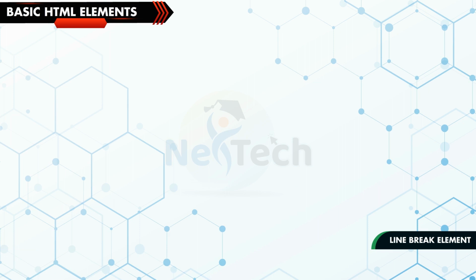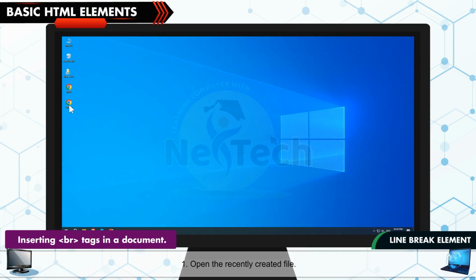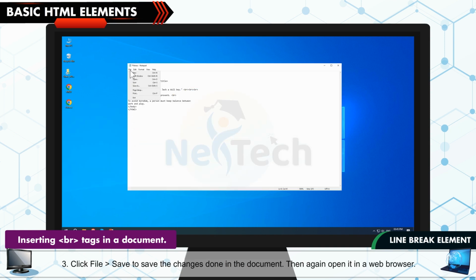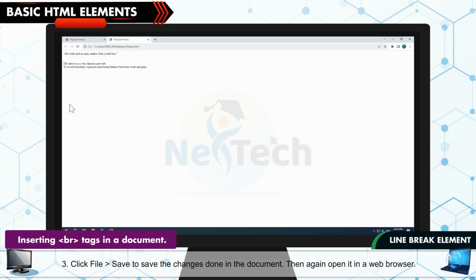Example 2. Inserting BR tags in a document. Open the recently created file. Add the BR tags at the places shown in figure. Click File, Save to save the changes done in the document. Then again open it in a web browser. Notice the text followed by the BR tag splits as a new paragraph, and there are multiple line breaks at the places where multiple BR tags are inserted.